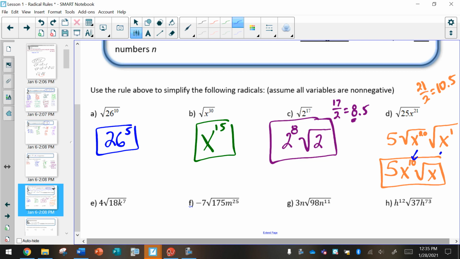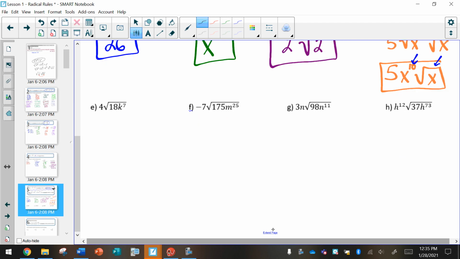There's the 10. There's the radical x that represents the 0.5. Okay? So that's how we do it. Letter E. The 4 gets dealt with at the end.